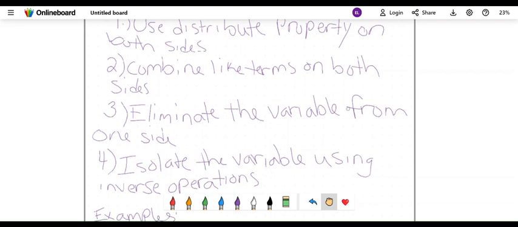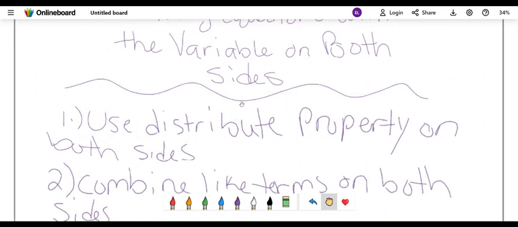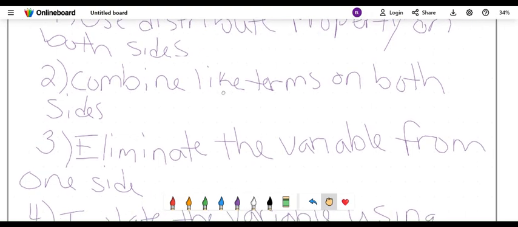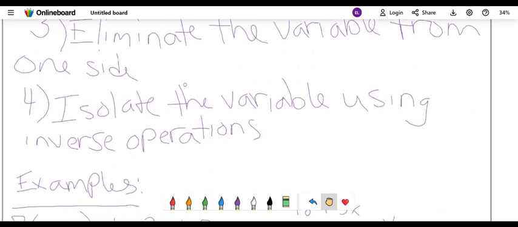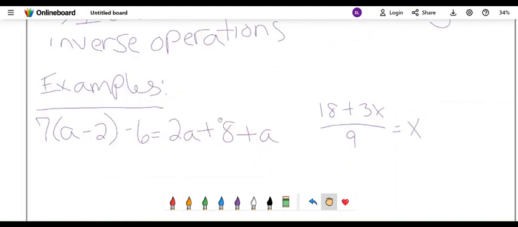Okay, so first let's learn about solving equations with the variable on both sides, and let's learn about the steps. Step 1. Use the distributive property on both sides. 2. Combine like terms on both sides. 3. Eliminate the variable from one side. 4. Isolate the variable using inverse operations, like what we have been doing. Let's do one of the examples.